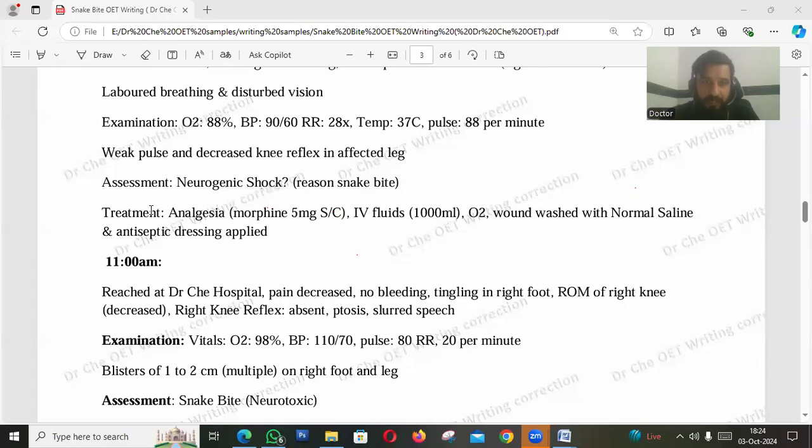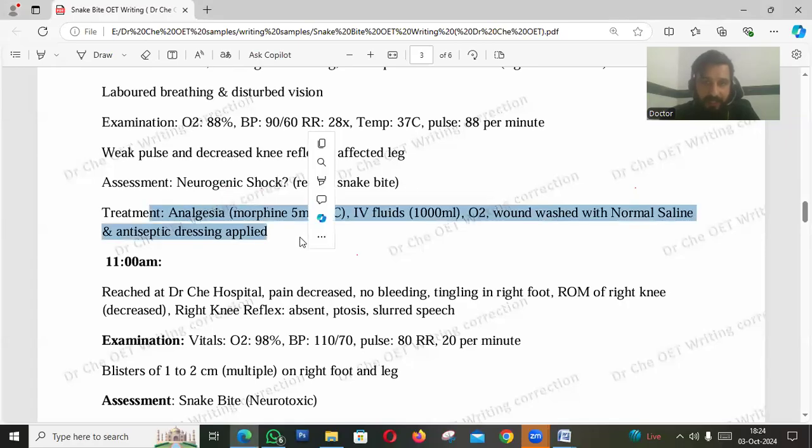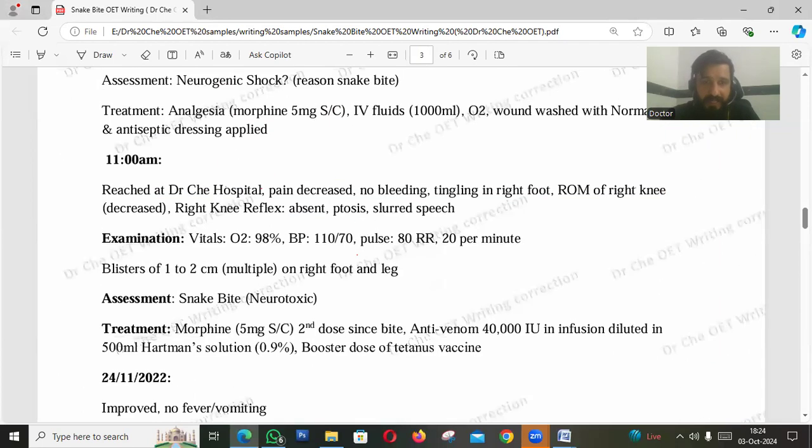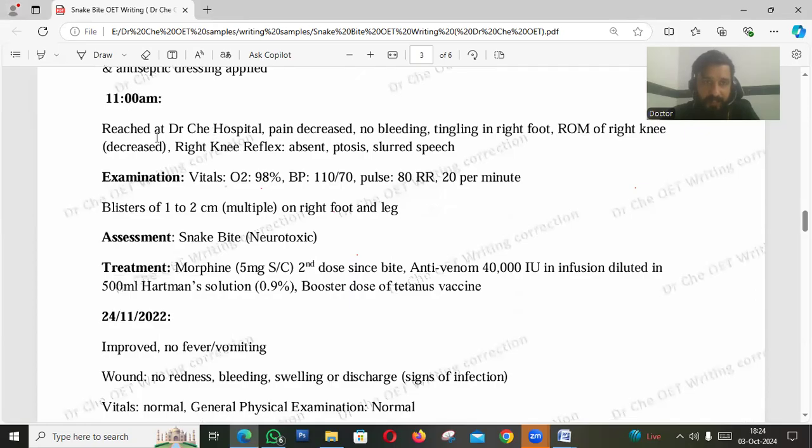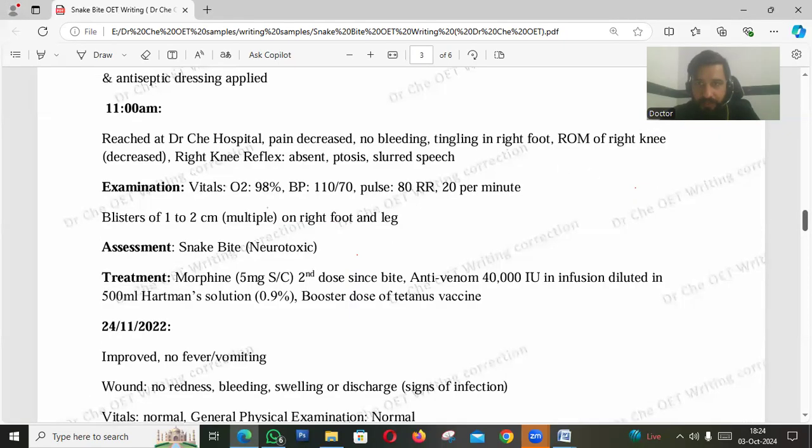And the reason for this shock is snake bite, okay? And this is the treatment that was given at that time, when the air ambulance arrived. Then after half an hour, the patient reached this hospital. The pain had decreased and there was no bleeding. There was tingling in the right foot. Range of motion, ROM, of the right knee was decreased. The right knee reflex was absent, and there was ptosis and slurred speech. This is the examination at that time.